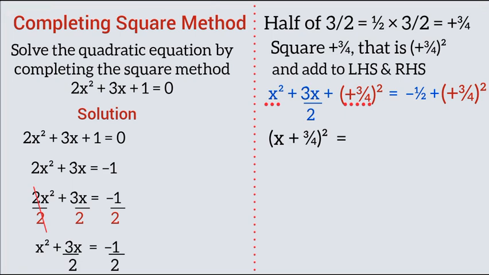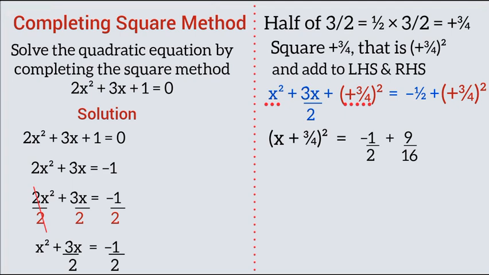We have minus 1 over 2 plus open bracket plus 3 over 4 raised to power 2. Now that plus 3 over 4 raised to power 2, we are going to simplify that right hand side. Simplifying that right hand side, we would get 3 squared, which is 9, over 4 squared, which is 16. So the right hand side being simplified gives us minus 1 over 2 plus 9 over 16.